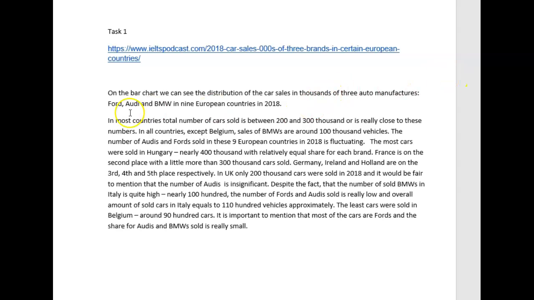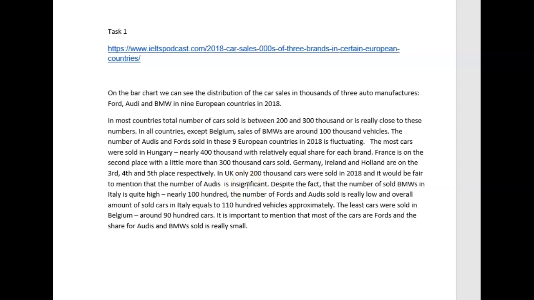"The most cars were sold in Hungary, nearly 400,000, with a relatively equal share for each brand. France is in second place with a little more than 300,000 cars sold. Germany, Ireland, and Holland are in third, fourth, and fifth place respectively. In UK, only 200,000 cars were sold in 2018. It would be fair to mention that the number of Audis is insignificant."